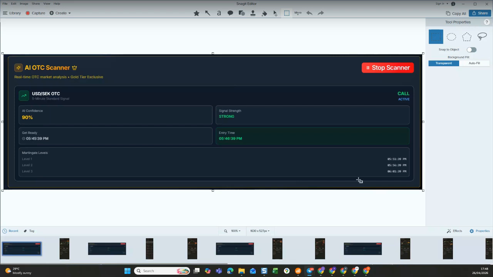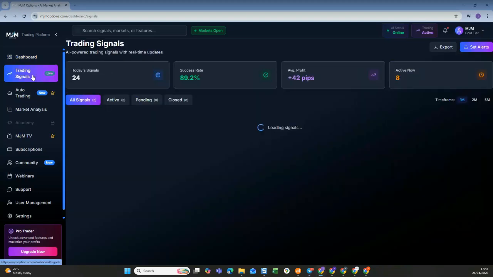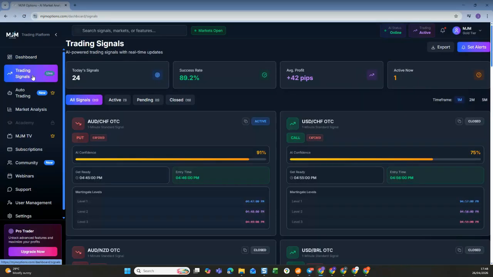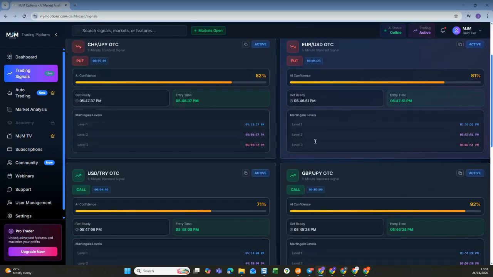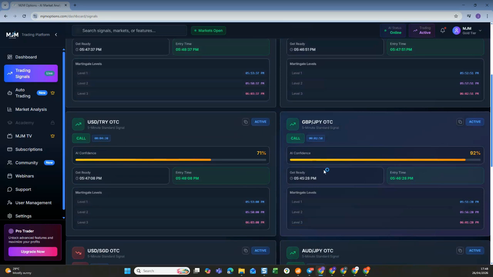Okay, so let's keep going. Now, I'm on trading signals. As I was explaining earlier, we come to pending, then we're on 5 minutes. While we were on 5 minutes, I said the moment you want to take a signal, you have to look for AI confidence of 90 to 99. Now we have 92 here, but the countdown timer is still below 5 minutes.